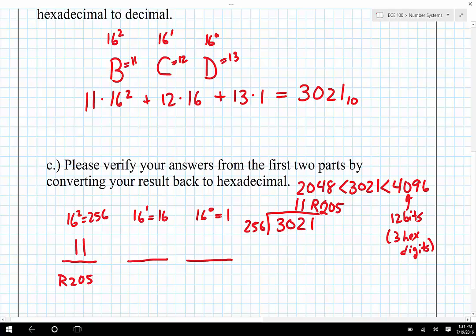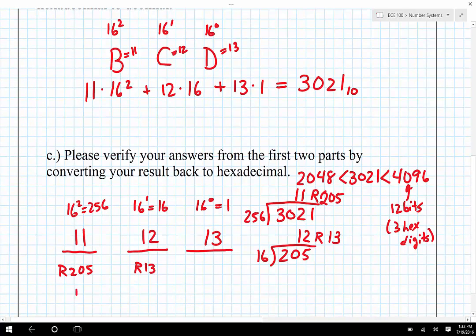Then we ask ourselves, will 16 go into that remainder of 205? And the answer is yes. So I have 205 divided by 16, and that will give me a 12 with a remainder of 13. So the 12 goes here with a remainder of 13, and then you ask yourself, will 1 go into 13? Yes. How many times? It'll go 13 times. And if you notice here, 11 corresponds to B, 12 corresponds to C, and 13 corresponds to D. So we find that we have in fact verified that 3021 in base 10 is equal to BCD in hexadecimal.